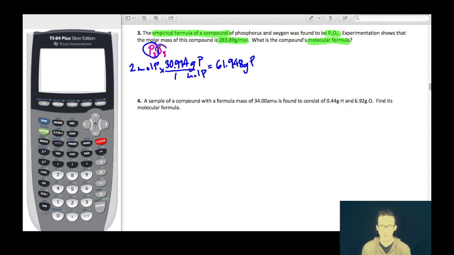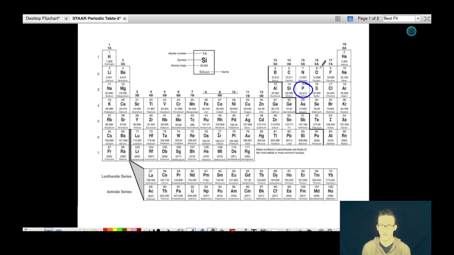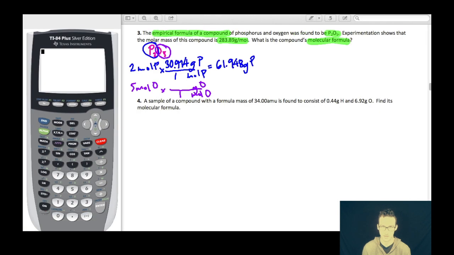If I do the same thing with oxygen, I've got 5 moles of oxygen. And for every 1 mole of oxygen, I have a molar mass of 15.999 grams. Let me use my calculator here. 5 times 15.999. Enter. 79.995.